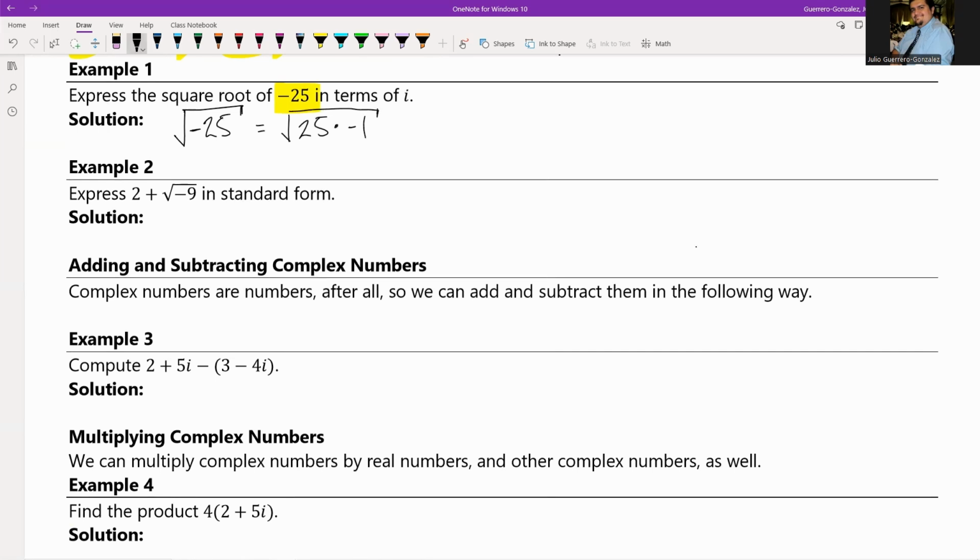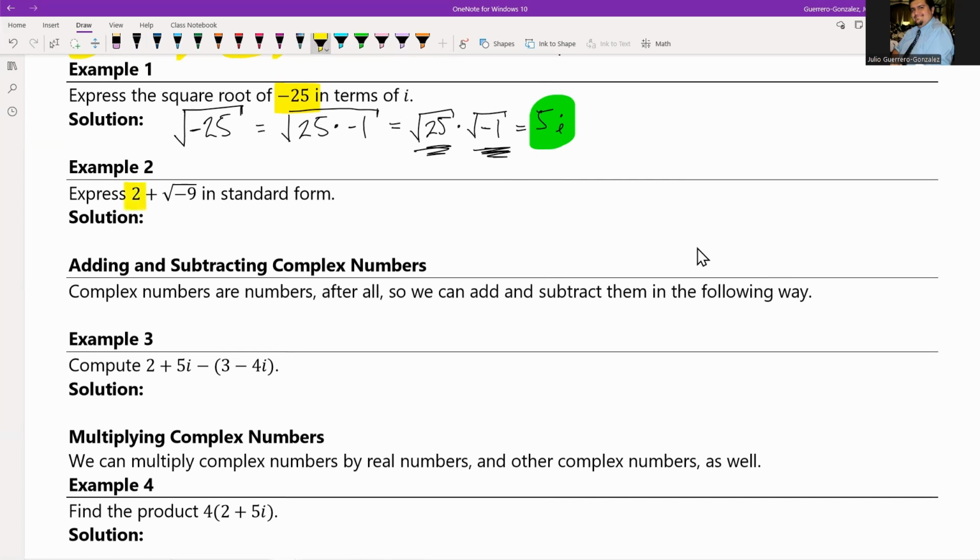Got it? So I just basically separated away the negative 1. That's it. This splits into the square root of 25 times the square root of negative 1. This we know from up above, that is i, and the square root of 25 is 5. So this is going to be 5i, done. This is how we represent the square root of negative 25.